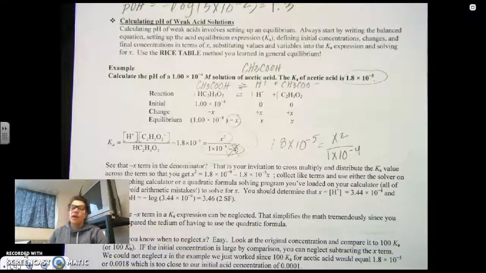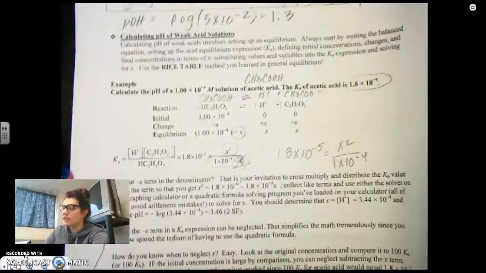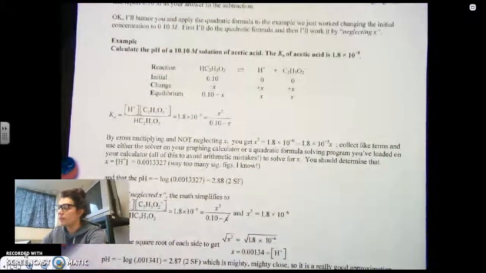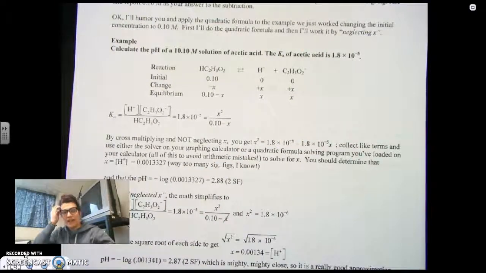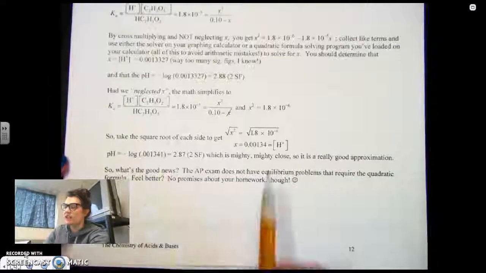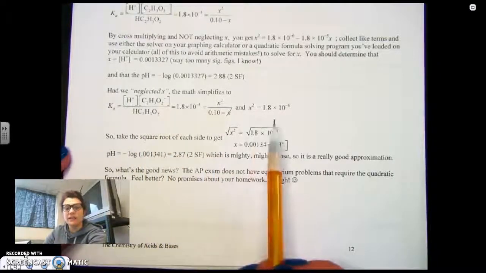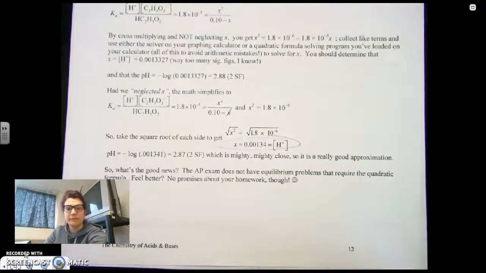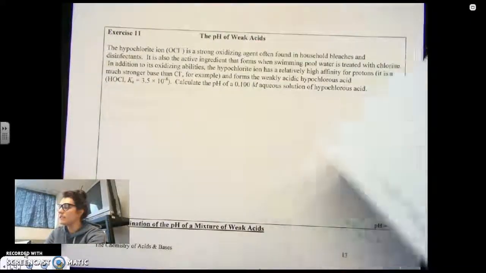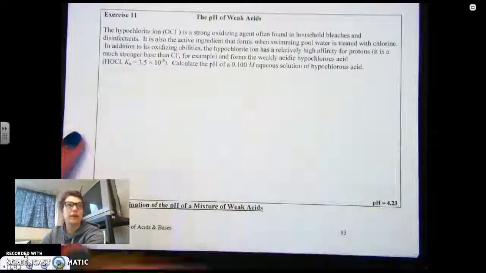Okay, if you're interested in why we can neglect that x, you can go ahead and read this. It explains it a little bit more in depth. And then on the next page, it illustrates how you can take out the x and then solve for x using the square root and then solving for the H plus concentration. Okay, so with that being said, let's go ahead and look at an example here.